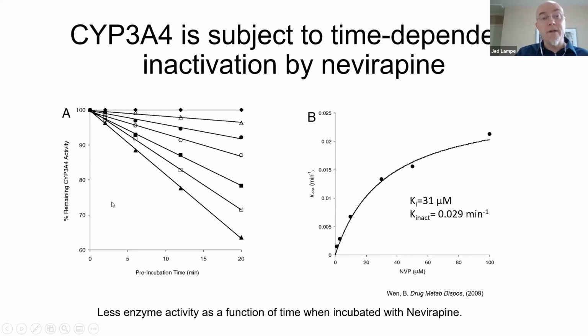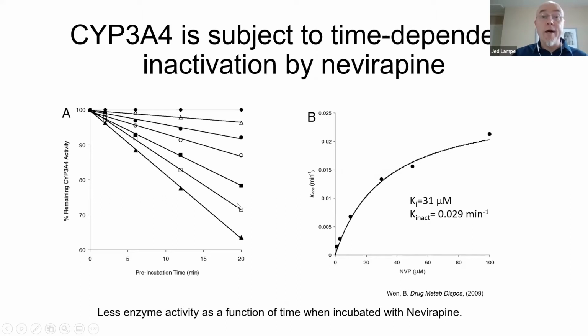And what you can see here is we're looking at a function of time and increasing concentration from the top to the bottom. I'm sorry, it's not marked. This is 0 micromolar nevirapine, 2 micromolar, 5, 10, 15, 20, and 100. You can see with increasing concentration of drug and an increasing amount of time, you see more inactivation of the enzyme. And this is very characteristic of time-dependent or mechanism-based inactivation of an enzyme, suggesting the production of a reactive metabolite.